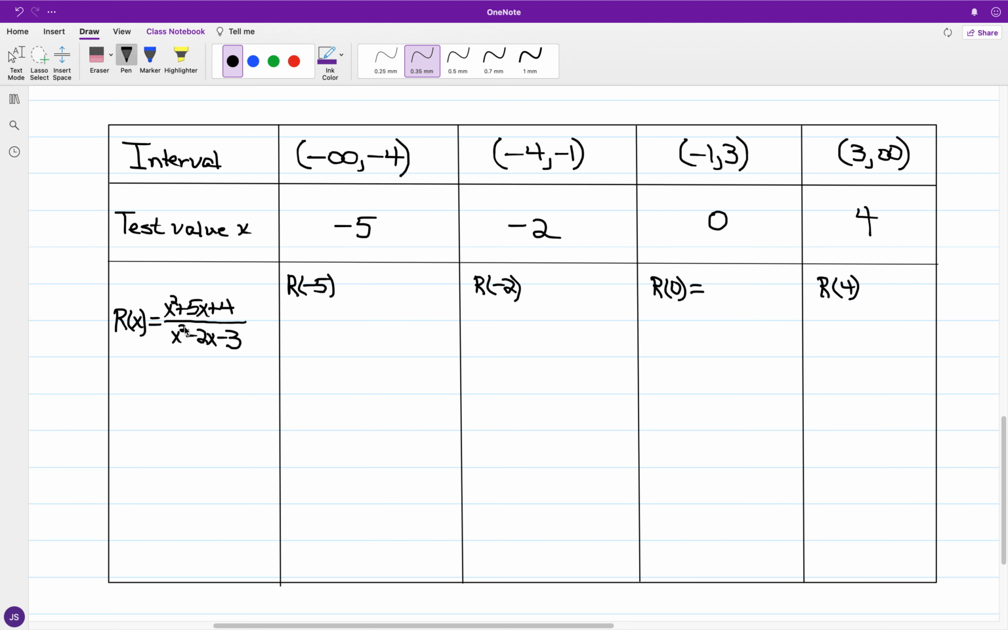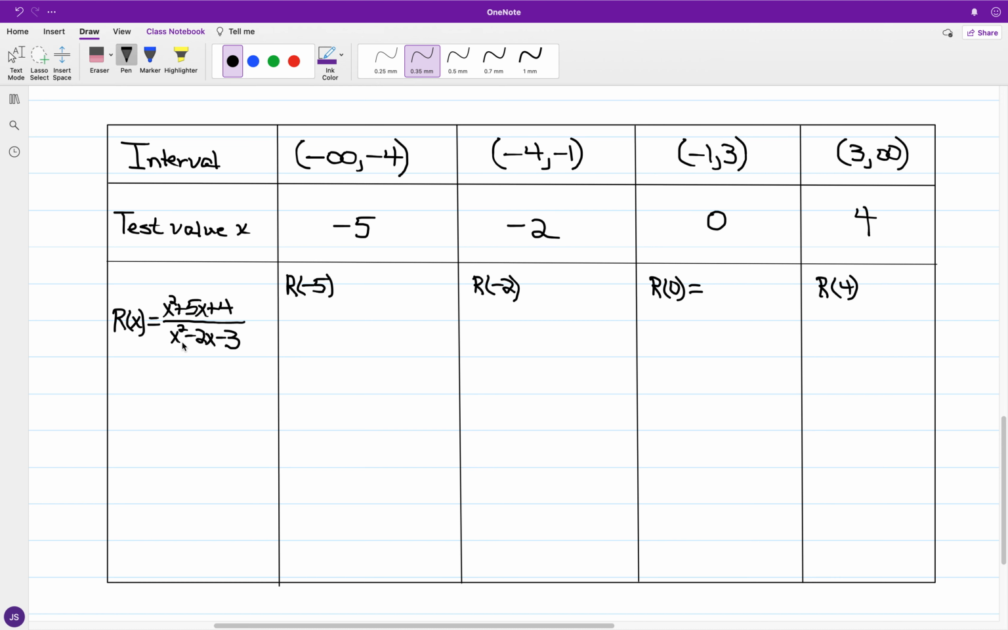So if I have 0 for x, so you have 0 plus 4, so you got positive 4 at the top, and what will be negative 3 at the bottom. So here, r of 0 will be negative 4/3.